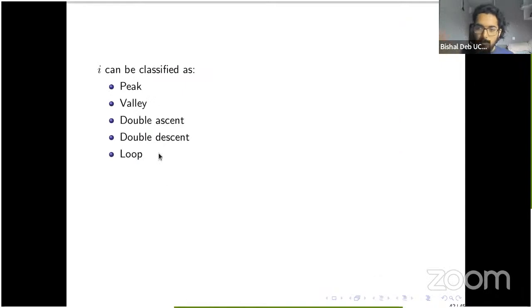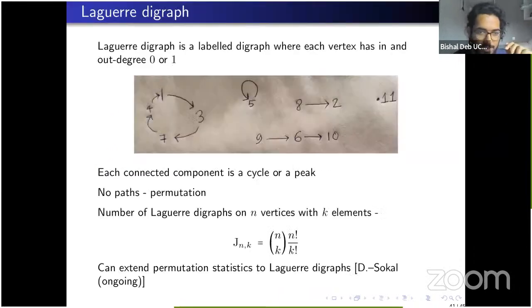So previously, we had a cycle classification. Every index could be classified as a cycle peak, a cycle double valley, a cycle double rise, cycle double fall, or a fixed point. For a Laguerre digraph, every index can be classified either as a peak, not a cycle peak, a peak, valley, double ascent, double descent, or a loop. Or also, you can also have isolated vertices. So let me just tell you. So for example, 5 is a loop. Loop in the sense of graph theory, in the same definition of loops that you have in graph theory. So 5 is a loop.